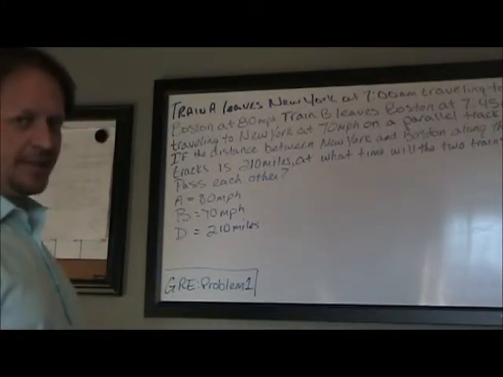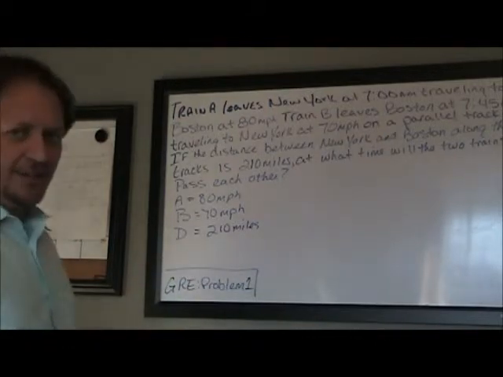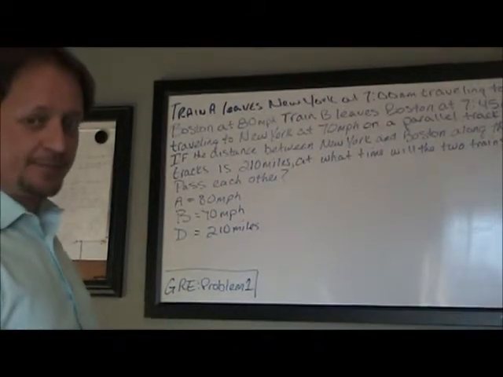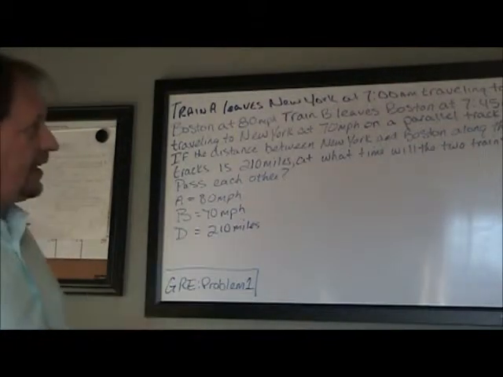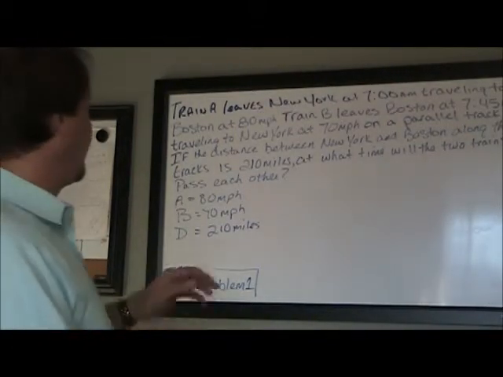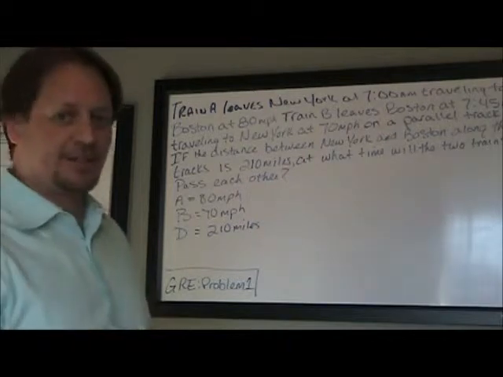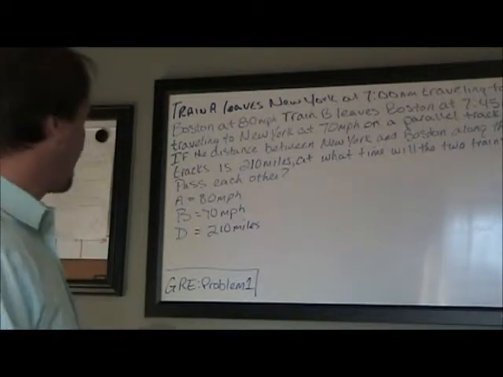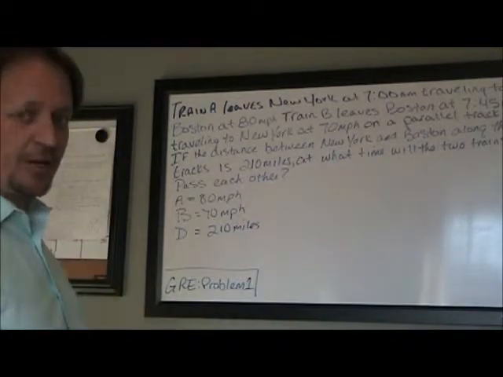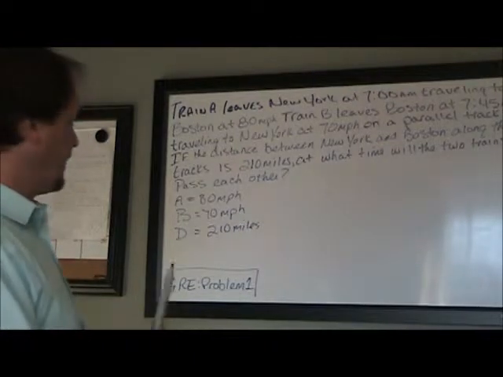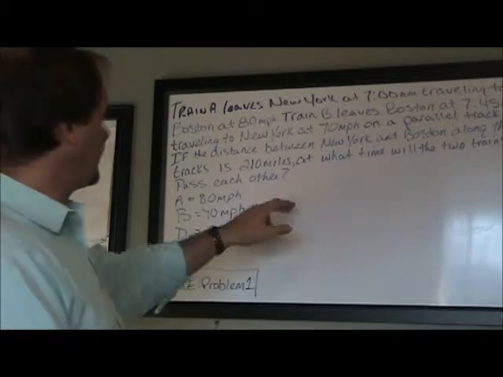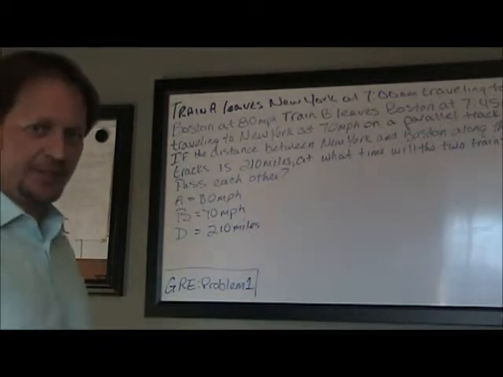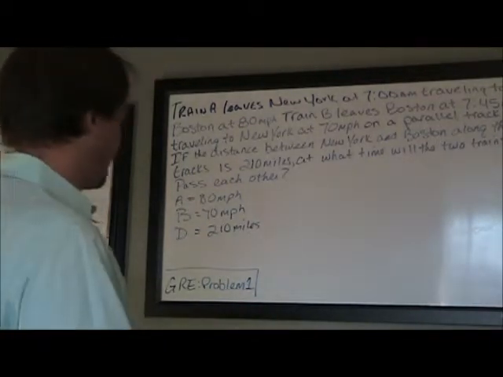GRE problem 1. Train A leaves New York at 7 a.m. traveling 80 miles an hour towards Boston. Train B leaves Boston at 7:45 a.m. traveling to New York at 70 miles an hour on a parallel track. If the distance between New York and Boston along the tracks is 210 miles, at what time will the two trains pass each other? There are two methods to solve this.